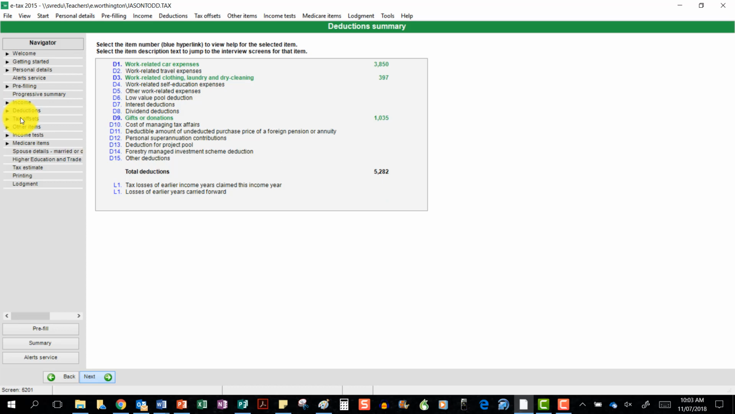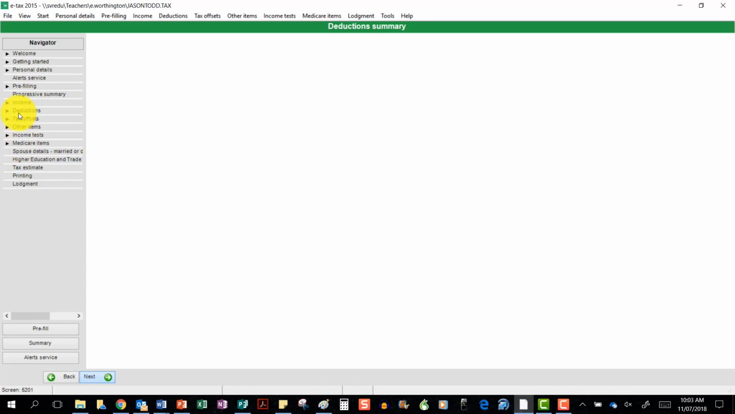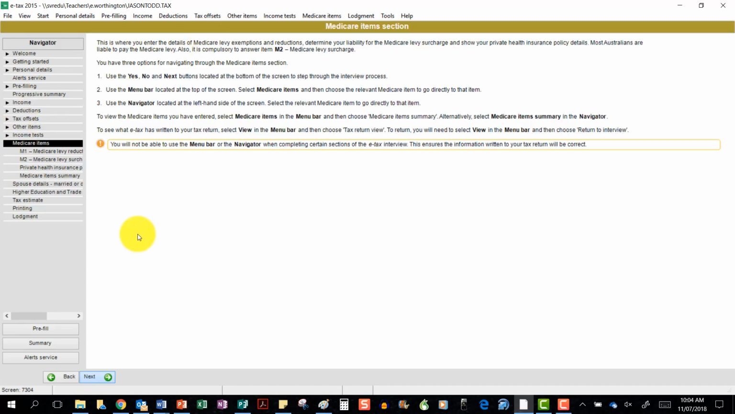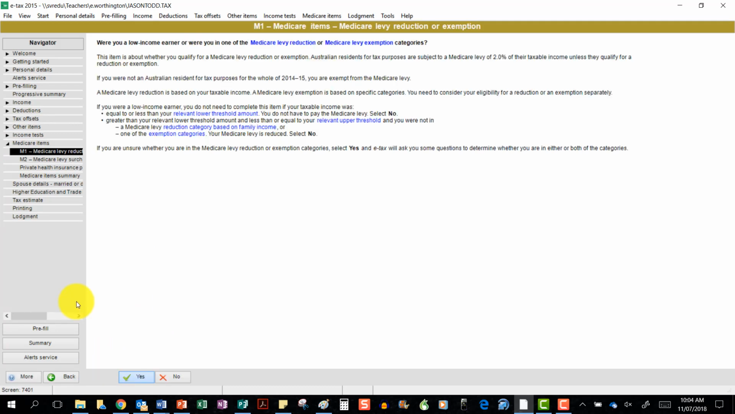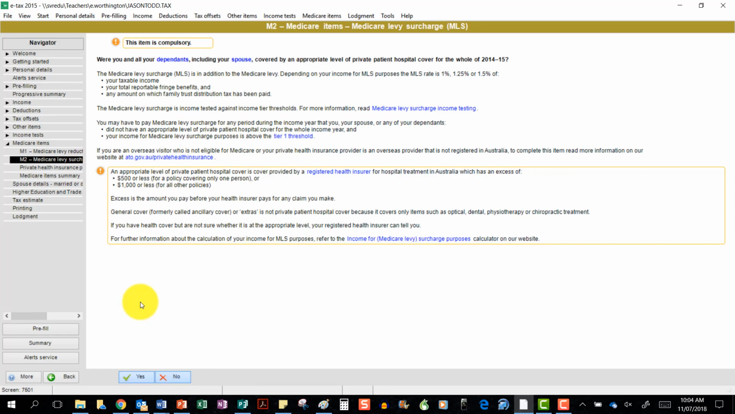We need to answer all of the questions about the Medicare levy. So you don't need to read all of that, but we go on next. Were you a low income earner? No. So no kind of deductions. That would be told to you in the assignment, so no. Were you and all your dependents, including your spouse, covered by appropriate level of private patient hospital cover? Now, it does say that he had a health fund, the Defence Health Fund, so yes.